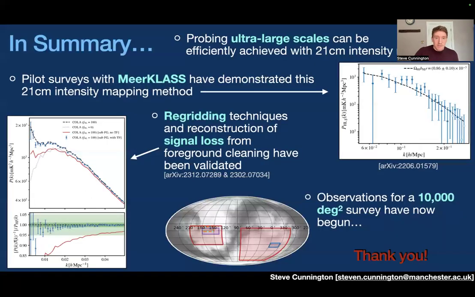Okay, so in my final slide, I'm just going to summarize. I've presented the case for why probing ultra-large scales can be efficiently done with intensity mapping. In particular with MeerKLASS data, we're showing empirically that this can be done. There are no hideous showstoppers that we've found yet. And also with simulations, we're showing how a lot of the complicated challenges can be overcome, and we can achieve sub-percent accuracy despite many of these challenges. And as I've just said, we're now beginning observations for a very large, about 10,000 square degrees survey, which have started now and will continue over the next 2 or 3 years. So there's lots of work to be done.